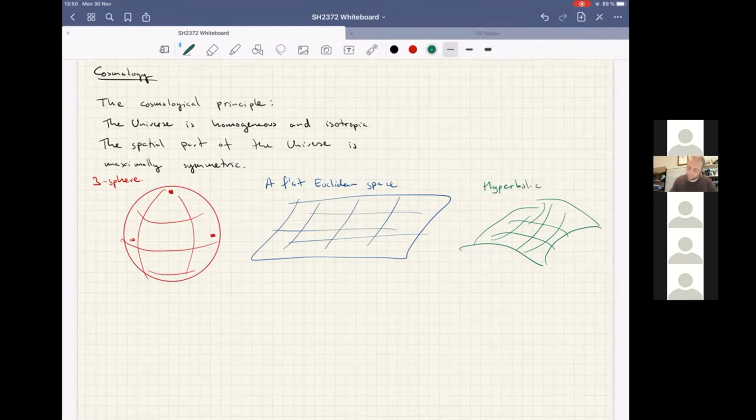Hyperbolic space. And if you look at the metrics of these, I'm going to use capital sigma now to denote the line element of just the spatial part of the universe. On the 3-sphere, this would be given by dr squared plus some constant k to the power of -2 sine squared kr d omega squared. So these are essentially polar coordinates on the sphere.